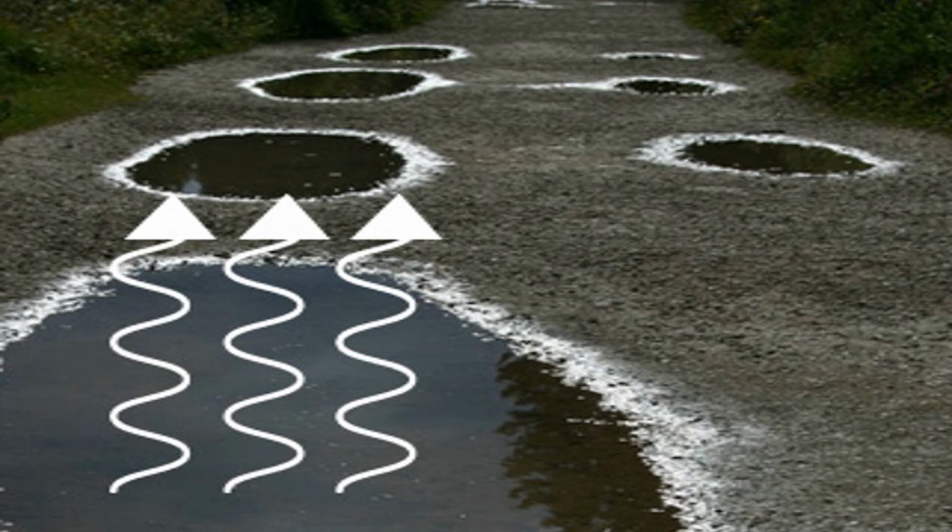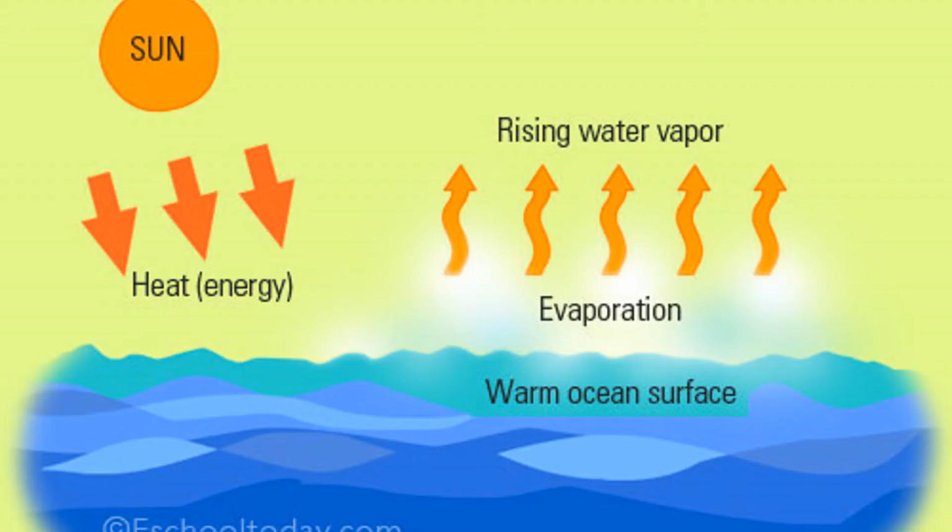Evaporation happens when a liquid turns into a gas. It can be easily visualized when rain puddles disappear on a hot day or when wet clothes dry in the sun. In this example, the liquid water is not actually vanishing, it is evaporating into a gas called water vapor.